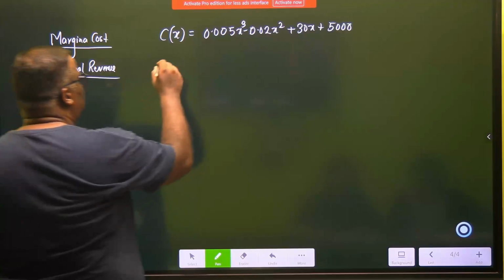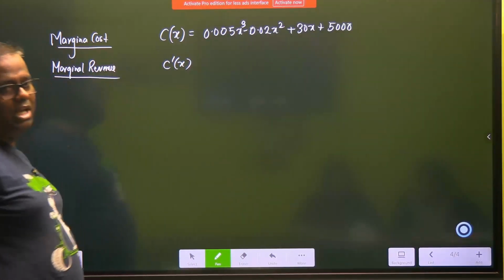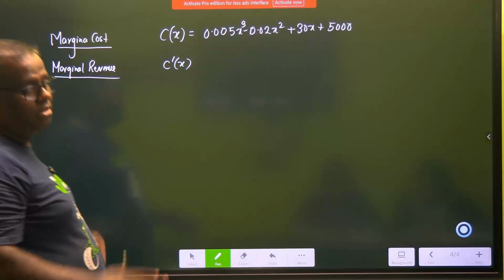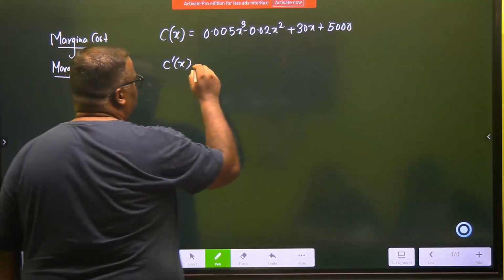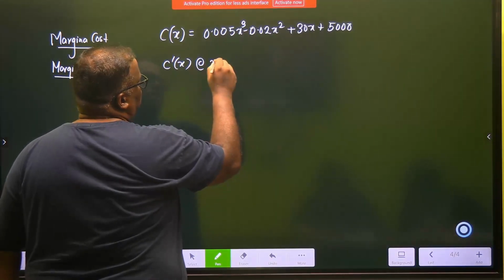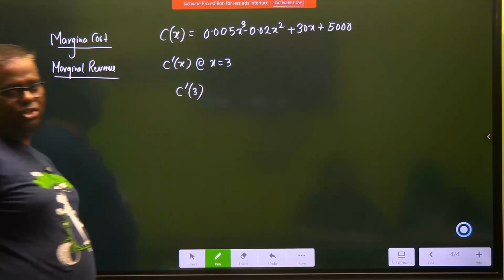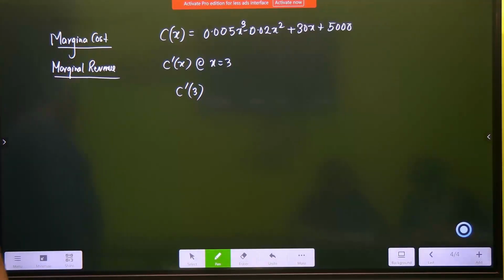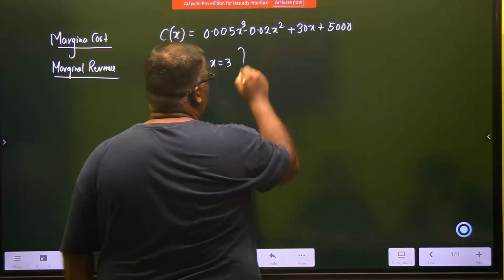You have to find out the marginal cost. So what is marginal cost? Marginal cost is always C dash X. When 3 units are produced, you have to find C dash X at X equal to 3. So basically you are trying to find C dash of 3. Got it? So for that we should first find what is C dash X. So let's find C dash X.